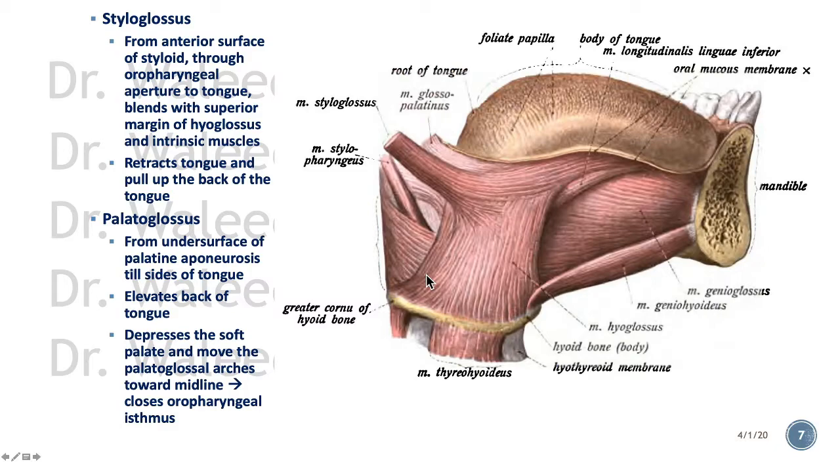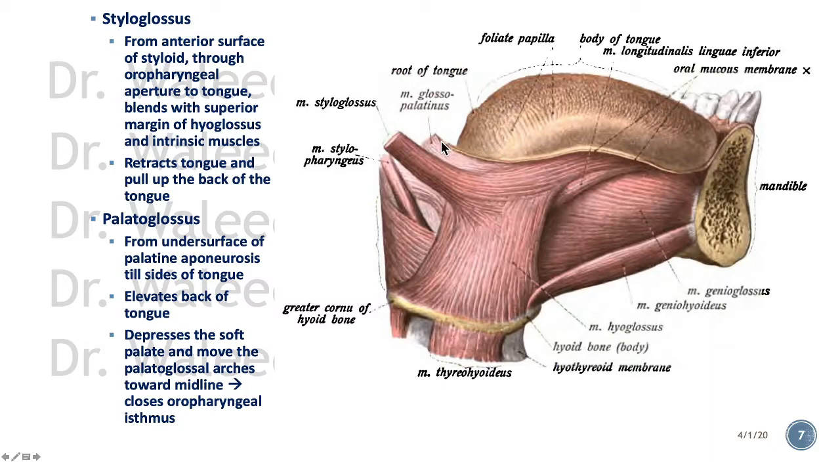This is another of the extrinsic muscles, the styloglossus. The styloglossus originates from the lower anterior end of the styloid process and descends through the oropharyngeal aperture and inserts in the upper border of the hyoglossus and the intrinsic muscles of the tongue. Of course, by its direction, it raises the posterior end of the tongue. You expect this when you are trying to close the oropharyngeal isthmus, for example, when breathing while eating.